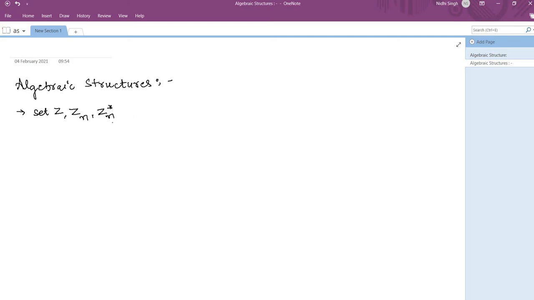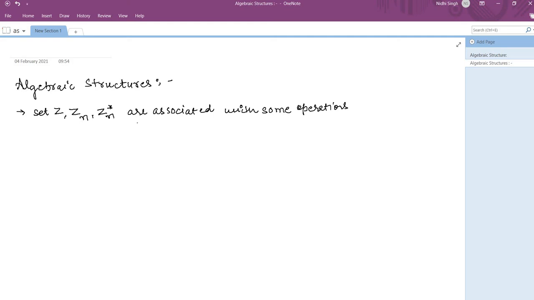So when these sets are associated with some operations that are applied to the elements of the set, where will the operations be applied? They will be applied on whichever elements are inside the set.